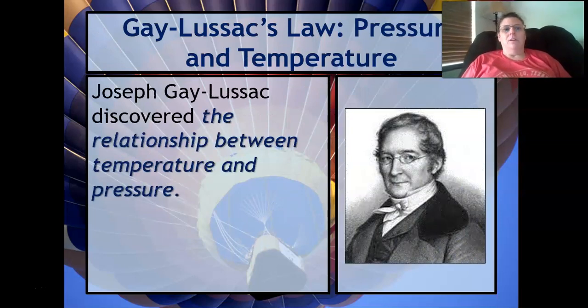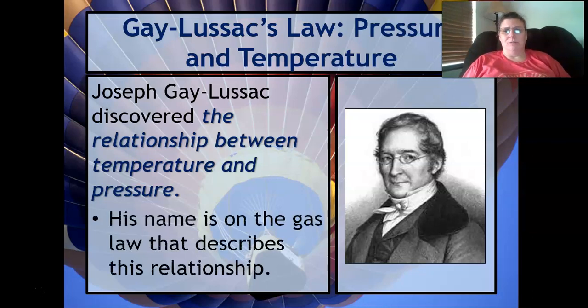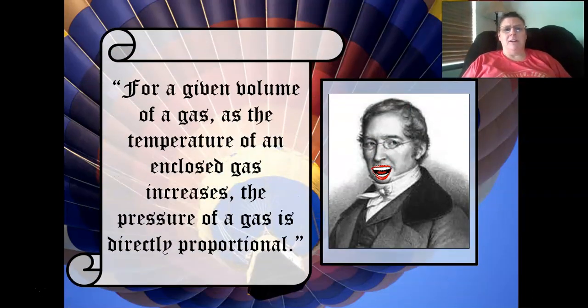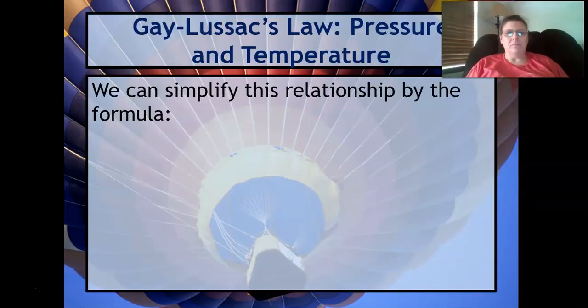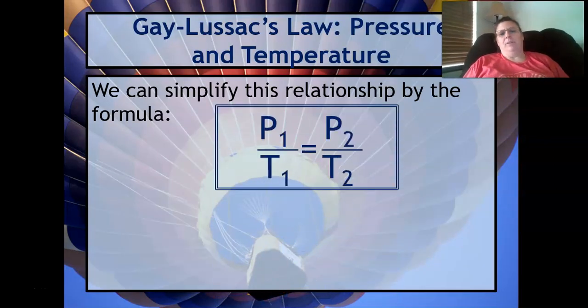All right, Joseph Gay-Lussac discovered the relationship between temperature and pressure. Basically what he found was that for a given volume of a gas, as the temperature of an enclosed gas increases, the pressure of the gas is directly proportional. So here is the formula: P1 over T1 equals P2 over T2.